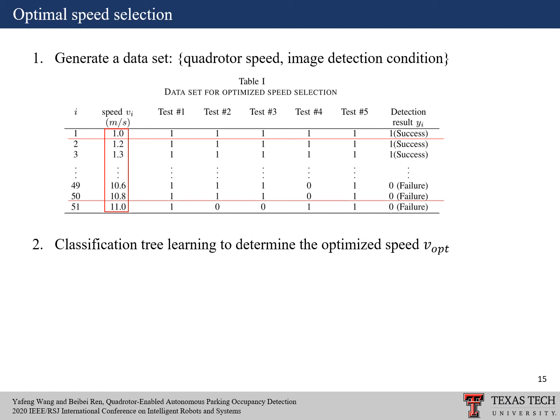Once we have the dataset, we can go ahead with step number 2, the classification tree learning. The tree model in this study is straightforward. It has one root node, and that root node A has one split, leading to 2 leaves. One leaf is success, which means if the velocity of the Quadrotor is smaller than or equal to VOPT, the detection will succeed. Otherwise, it will be a failure. Finally, we have determined that VOPT equals 9.8 meters per second, and this VOPT will be used throughout the experiments.